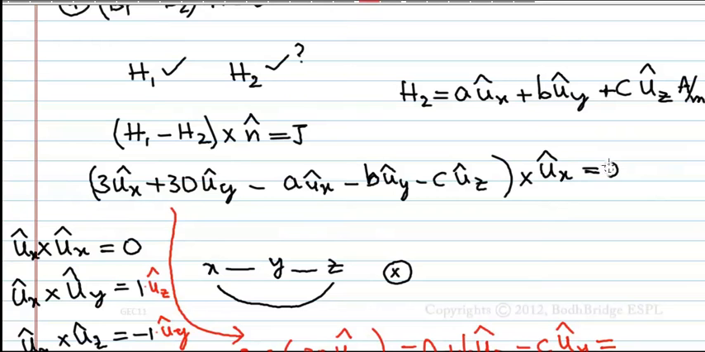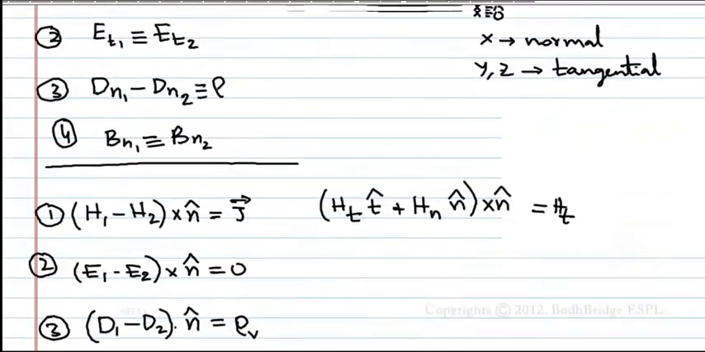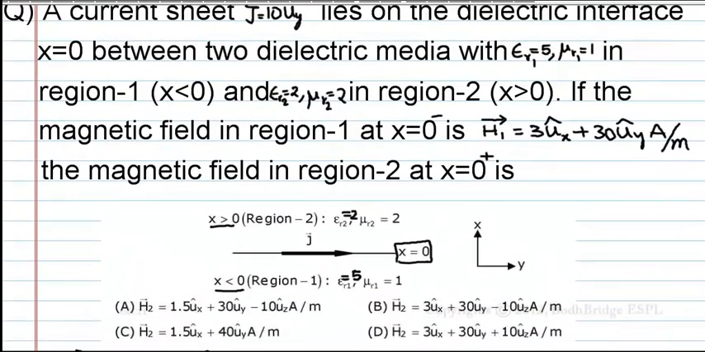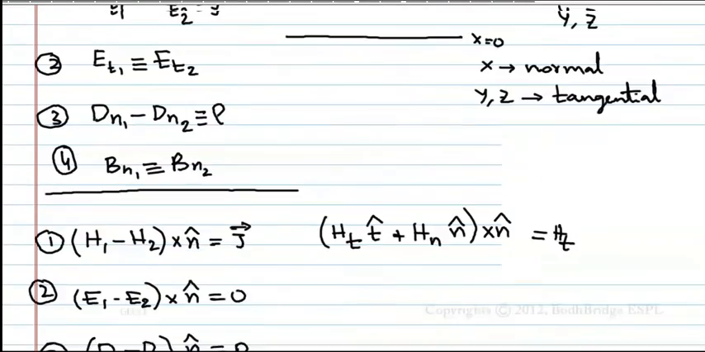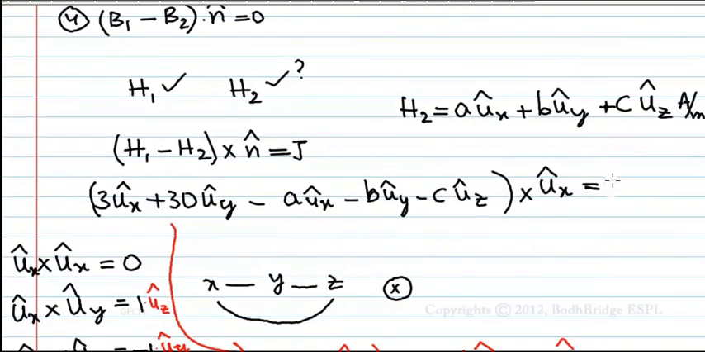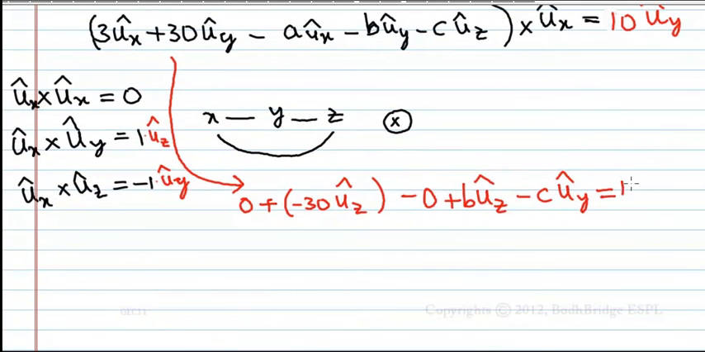This is equal to j bar. Right. J bar is given as 10 uy cap. H1 minus H2 cross n cap is equal to j bar. J bar is given as 10 uy cap. Therefore, I am writing 10 uy cap here. Comparing these both, what do we have here? Left side uy cap and right side, c is equal to minus 10. And here b and b here. Therefore, what do I have?